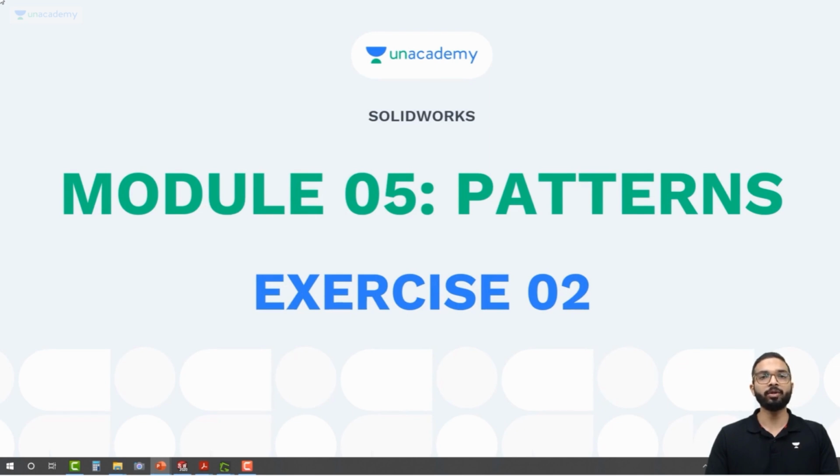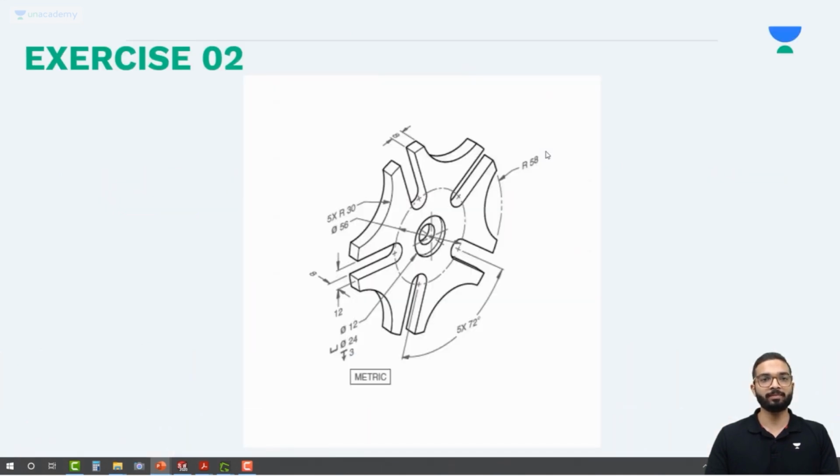In this new video, we will be taking another example. We will be using a lot of patterns in this example to create this 3D model. Let's take a look at what our example is for this exercise. You can see over here that we have a Geneva wheel and all the dimensions for the same have been mentioned here as well. Without wasting any time, let's get started with SolidWorks and begin with our modeling.